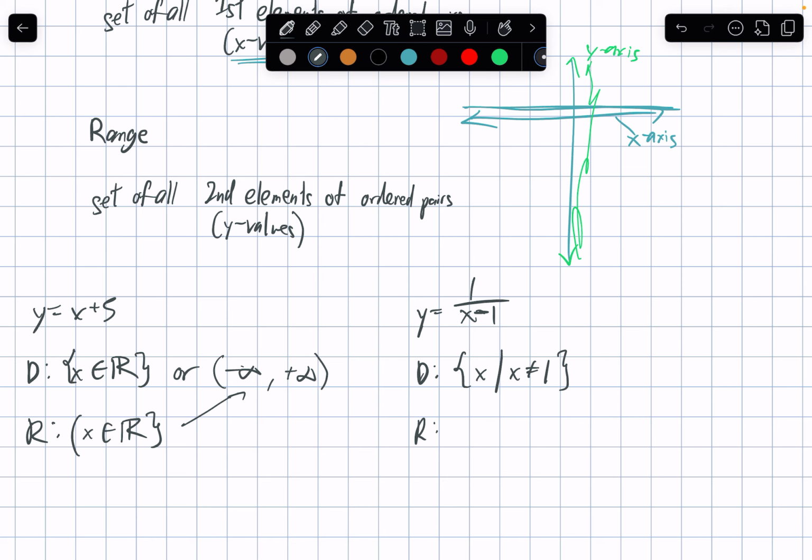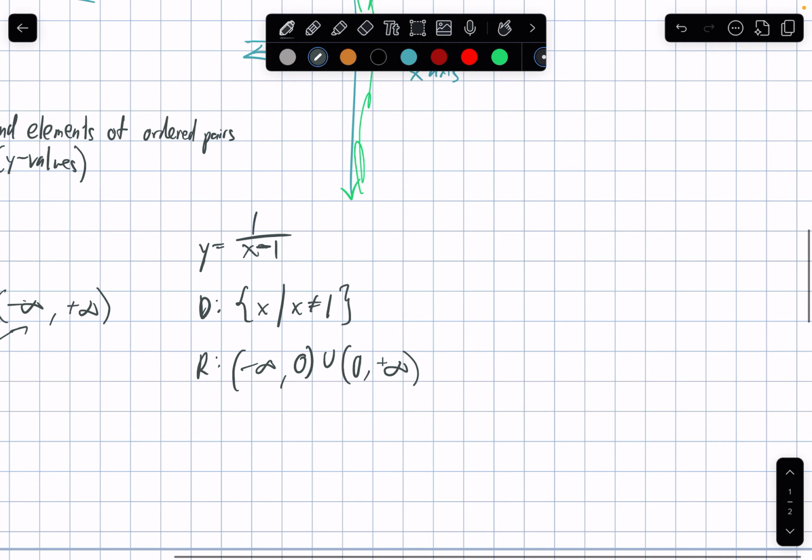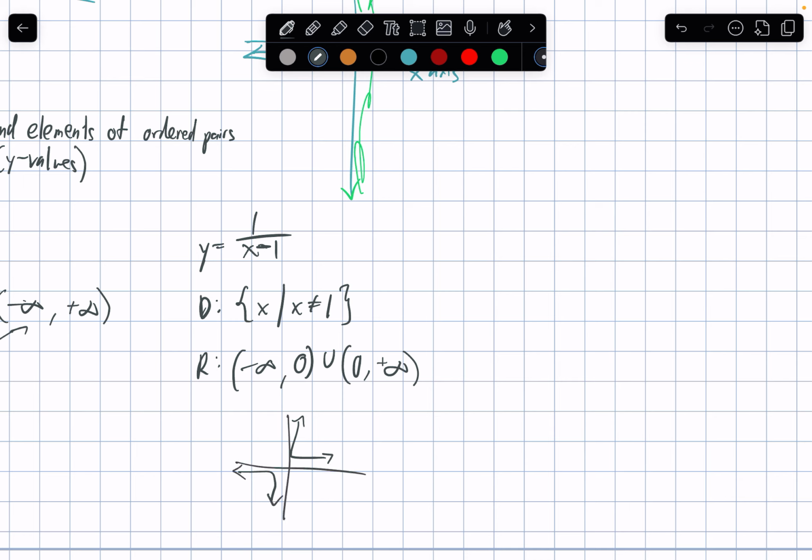Okay, so how about the range? I can't really explain why, but it's basically going to be this. It has something to do with 0. A rational function, by the way, by default is supposed to look like this in the Cartesian plane, if I remember correctly.